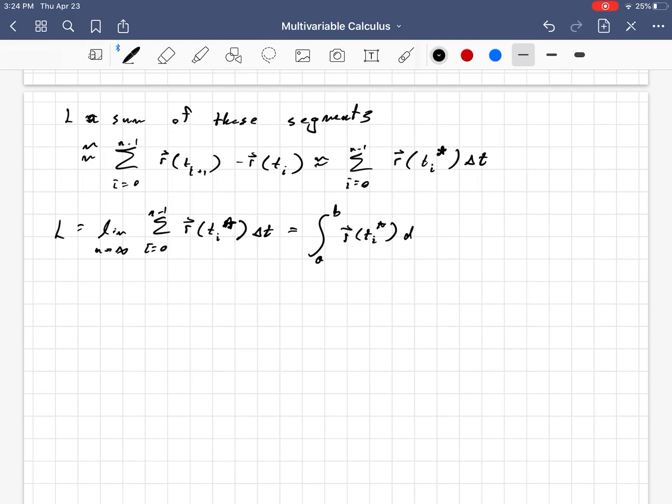And I don't need to put the star, although I could. The star is just really a dummy variable now because this is a definite integral, so it's just a number. I guess I'll keep the star, why not? Times delta t, or no times delta t, just r of t sub i star dt.